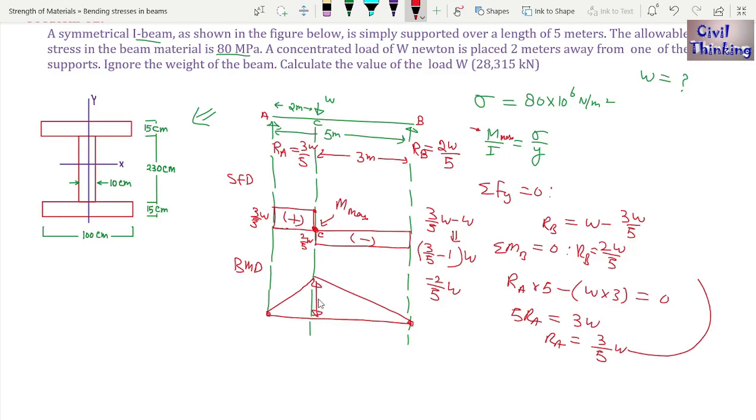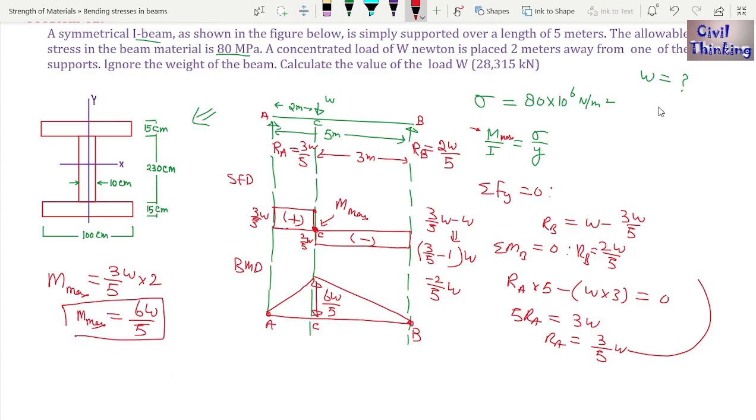Now what is the value of this moment? This is point C, this is point A and this is point B. Moment at C is the maximum moment. How do we calculate it? Moment at C is RA multiplied by 2, right? RA is 3 by 5W, multiplied by 2. Now how much is it? 3 2s are 6W upon 5. Now this is the maximum moment.